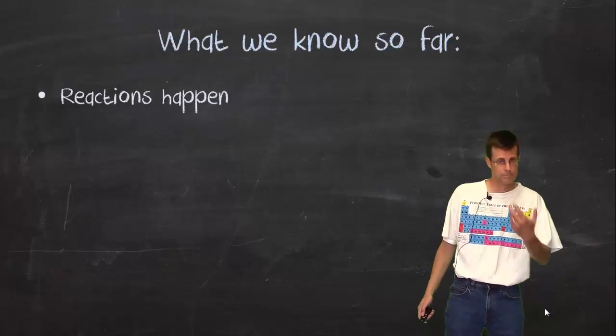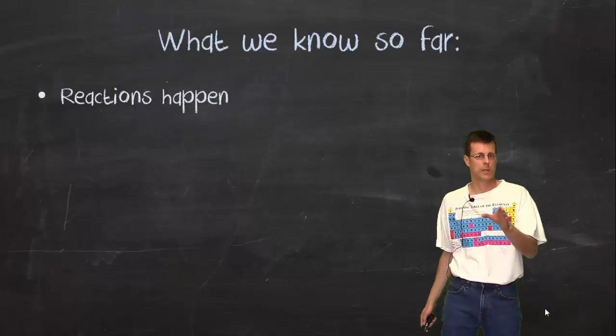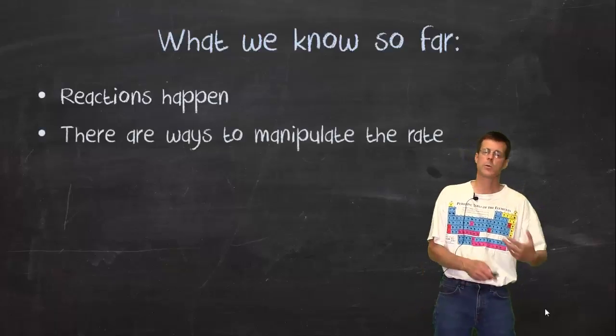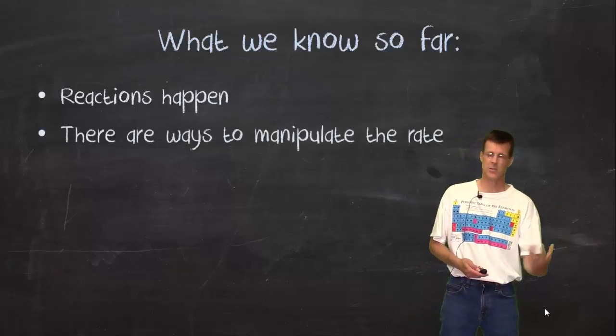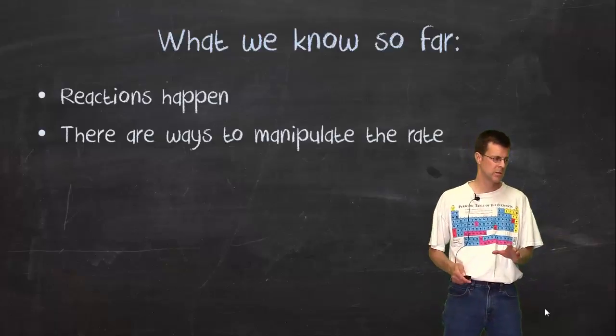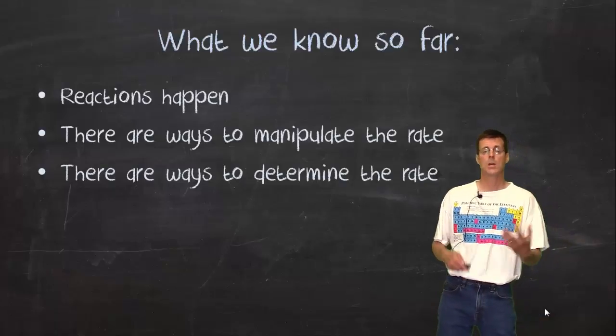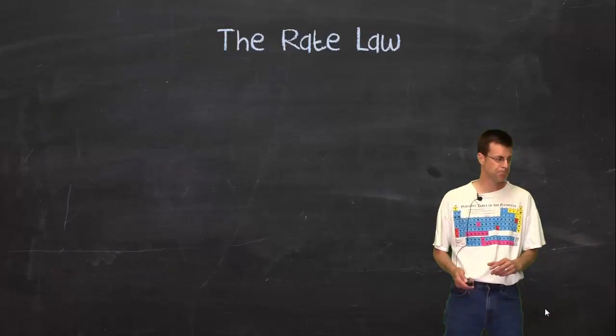We know that the reactions happen. And I can't believe that some of you are writing that down. We also know that there are ways to manipulate the rates. We can change concentrations, we can heat it up, we can cool it down, we can maybe add a catalyst, and there's a lot of things that we can do. There's also ways to determine the rate. We have something to measure, and then we have to keep track of time.